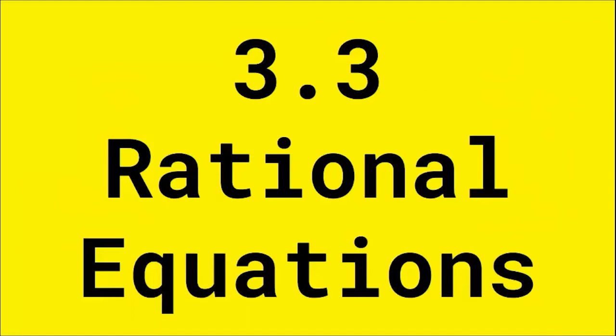3.3 rational equations. Think in your head, what's a rational expression? You should be thinking polynomial over polynomial. So any equation that has a bunch of polynomials over polynomials all over the place, and there's an equal sign, that's a rational equation. So it's got a polynomial over a polynomial and an equal sign. That's the main thing that you need for these.